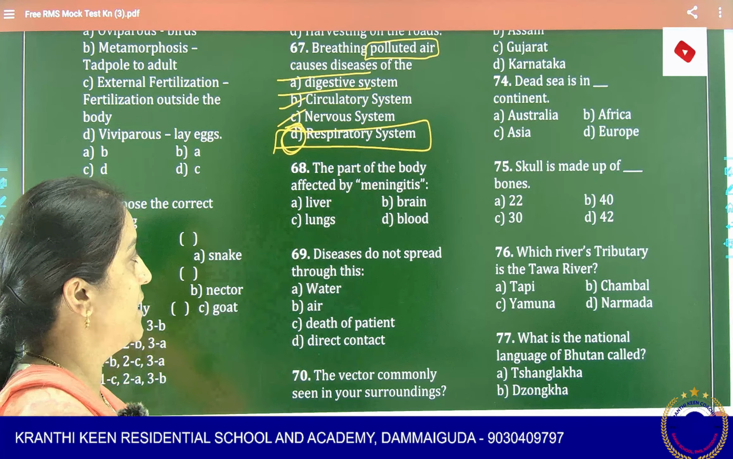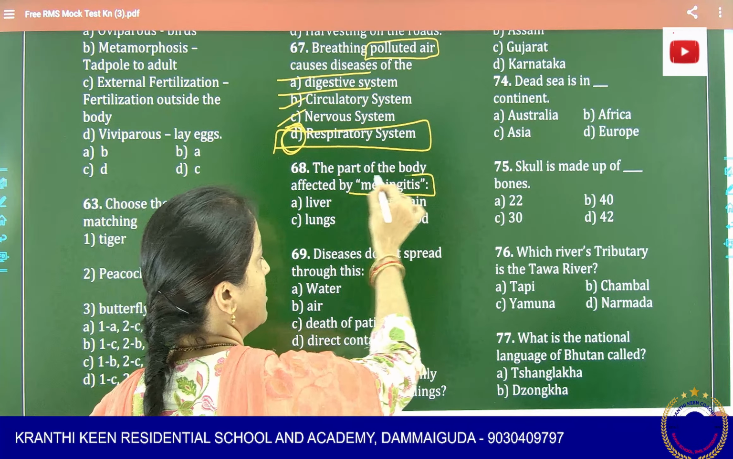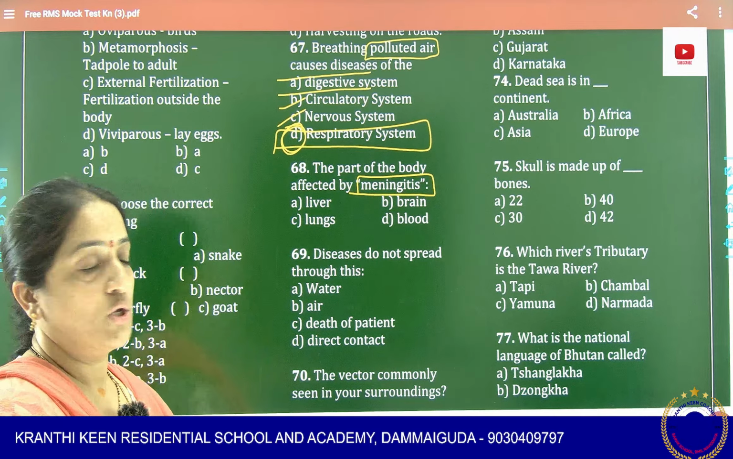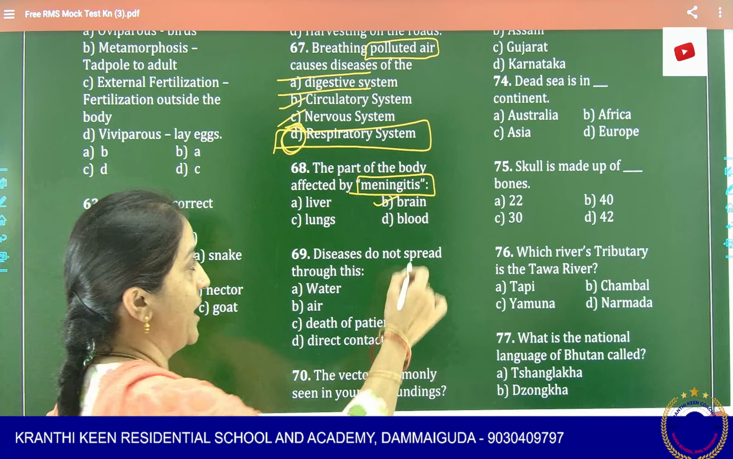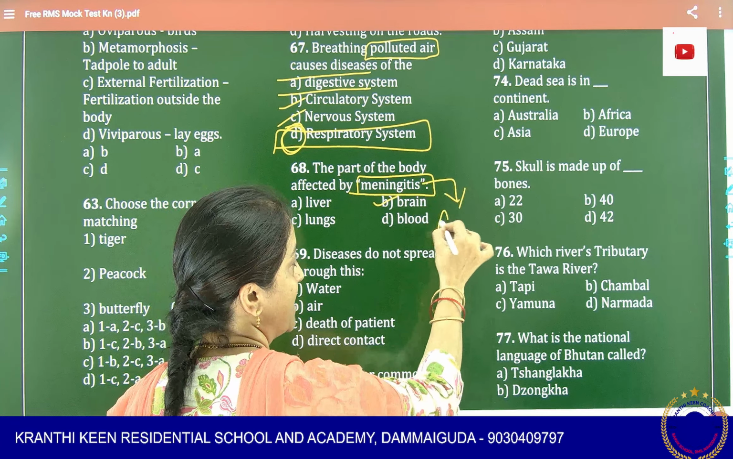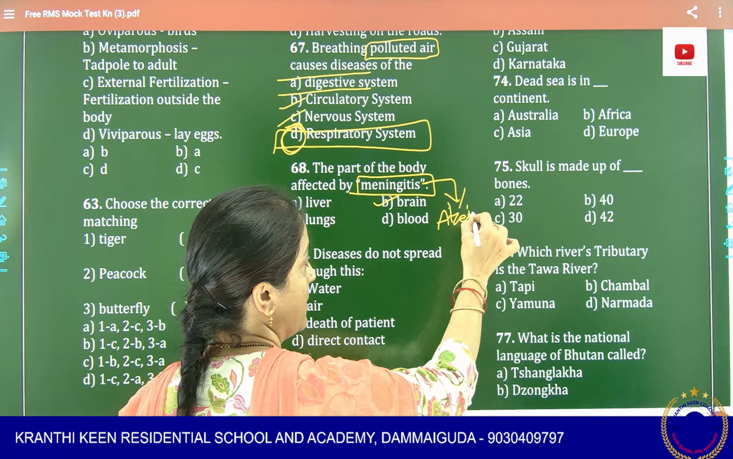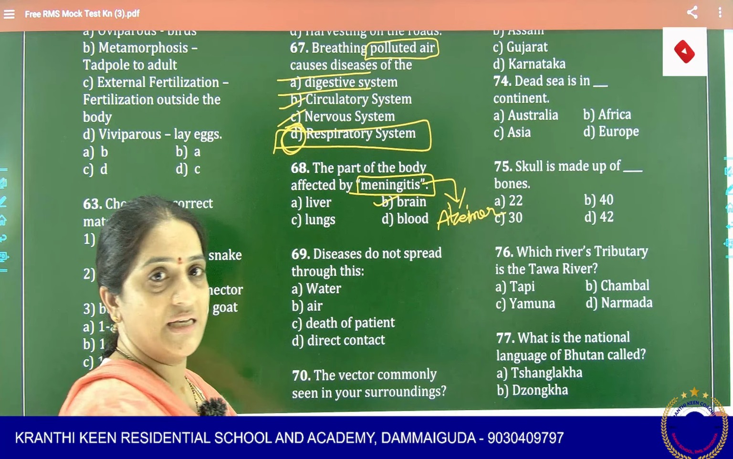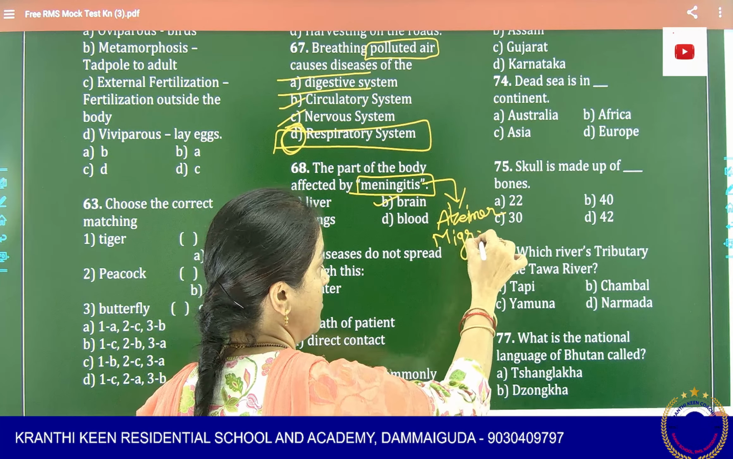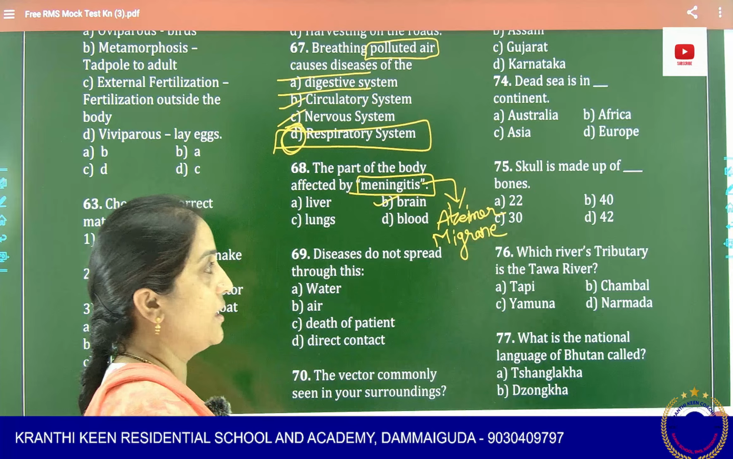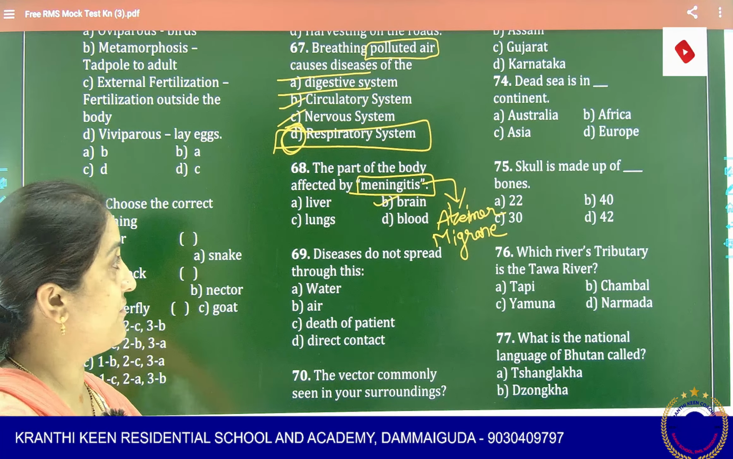68. The part of the body affected by meningitis. So meningitis affects the brain. Okay, so we have several diseases like Alzheimer's. Alzheimer's is a brain disease. Migraine is a brain disease. Okay, so these are the diseases which affect the brain.